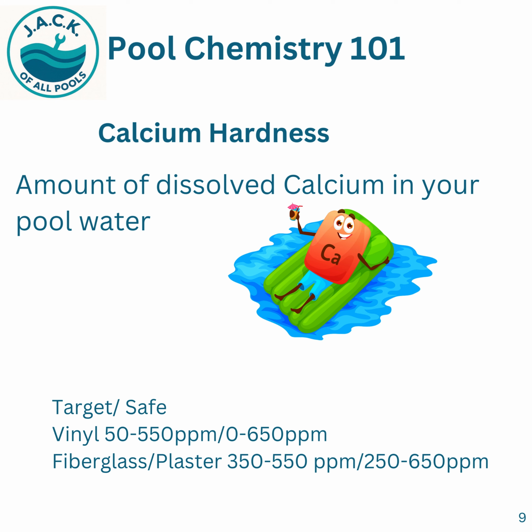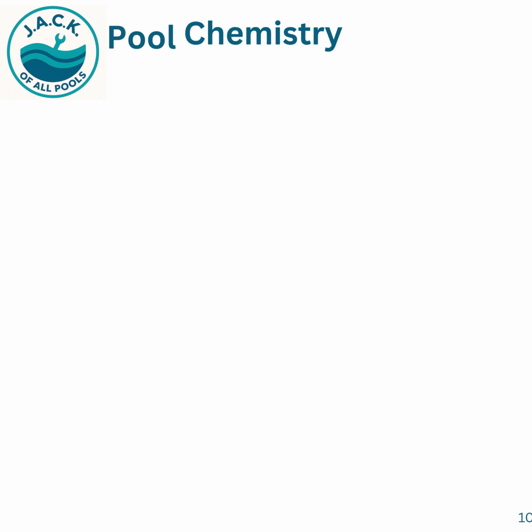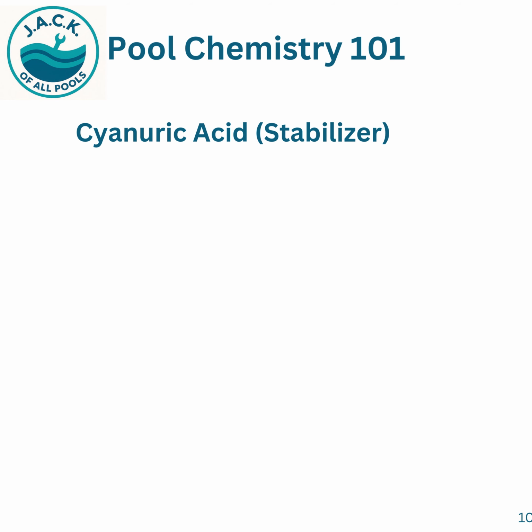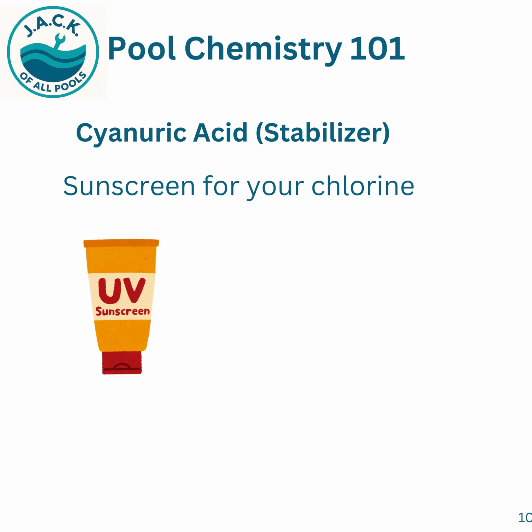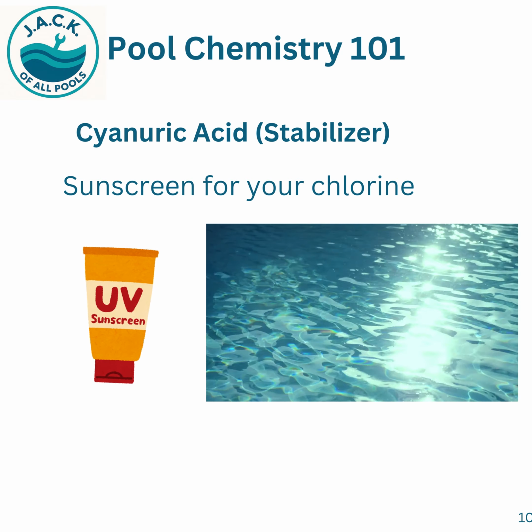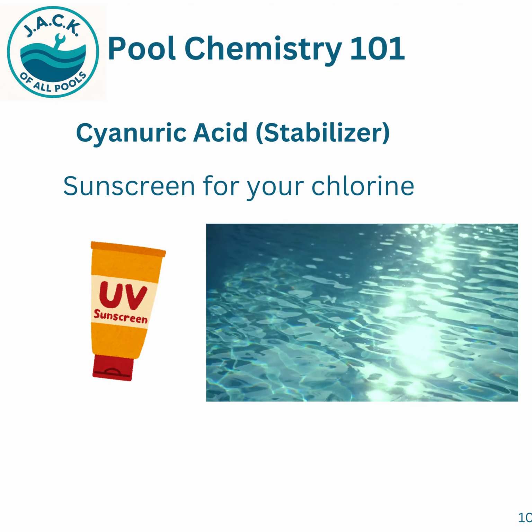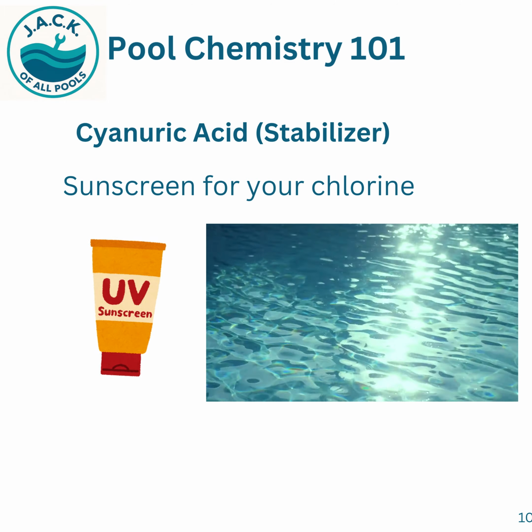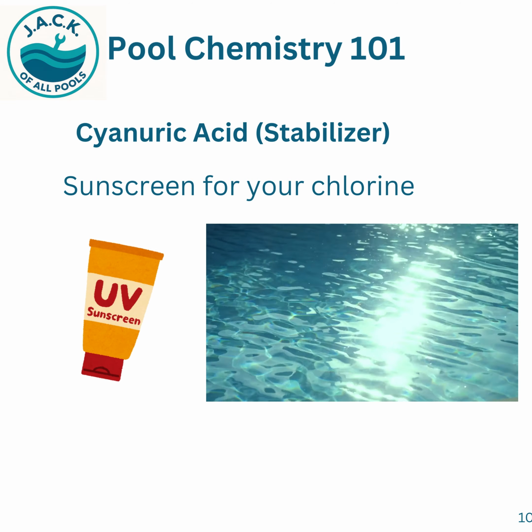Up next is cyanuric acid, your chlorine's secret weapon against the sun. Let's move on to another important, but often misunderstood, part of pool chemistry: cyanuric acid, or CYA. It's also referred to as stabilizer, so you may hear both terms, but they mean the same thing. Cyanuric acid is like sunscreen for your pool's chlorine. When chlorine is exposed to sunlight, especially in outdoor pools, it breaks down very quickly. In fact, unprotected chlorine can lose up to 90% of its strength in just a few hours of direct sun.